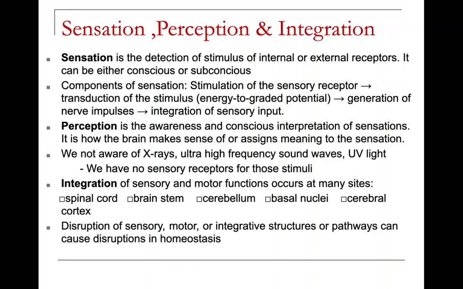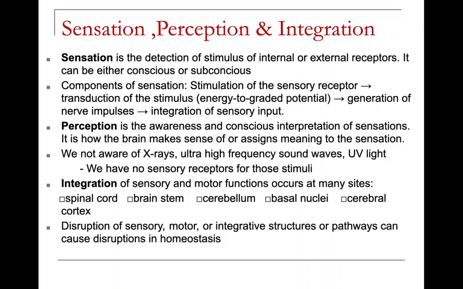So sensation is when you detect a stimulus, whether it be from internal or external receptors. It can be conscious or subconscious. So what will happen is you'll have stimulation of the sensory receptor. You will transduce that stimulus through graded potentials and generate your nerve impulse, which will lead to integration of the sensory input. Perception is the actual awareness and conscious interpretation of the sensations, so you can't perceive all of them. It's how the brain makes sense of what information it's getting. So there are some things that are very real that we cannot perceive: X-rays, ultra-high frequency sound waves, UV light. We just don't have any sensory receptors for them.